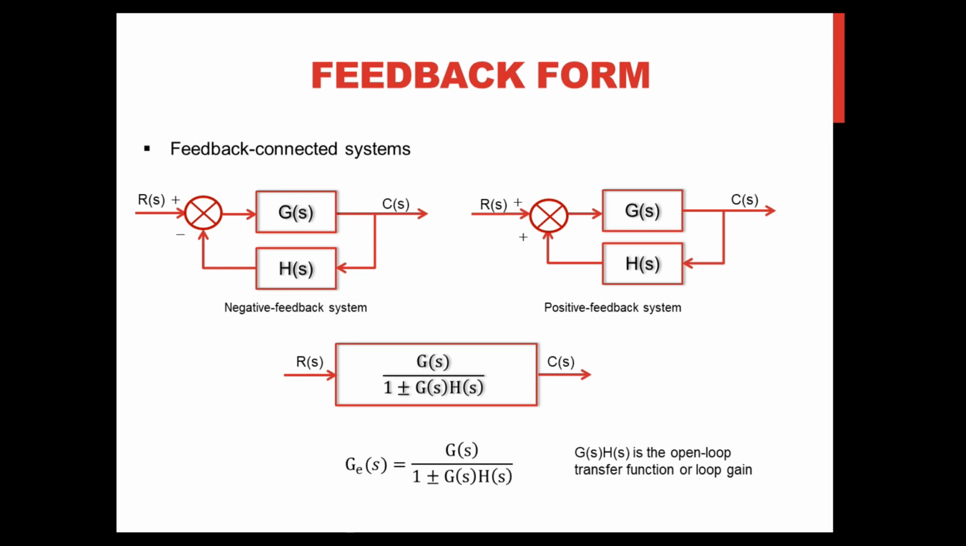The third topology is the feedback form. Feedback systems form the basis for our study of control systems engineering. Feedback systems can be positive or negative depending on the sign at the actuator. The transfer function of the subsystem can be derived from its input to output to obtain the equivalent or closed-loop transfer function Ge(s). The product G(s)H(s) is called the open-loop transfer function or the loop gain.